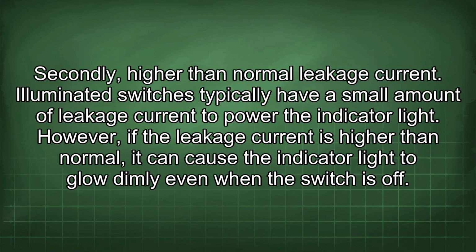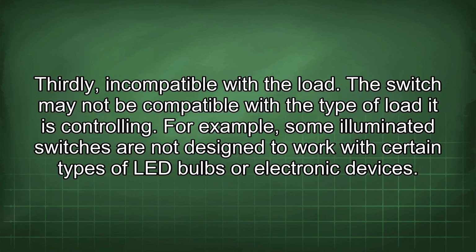Secondly, higher than normal leakage current. Illuminated switches typically have a small amount of leakage current to power the indicator light. However, if the leakage current is higher than normal, it can cause the indicator light to glow dimly even when the switch is off. Thirdly, incompatibility with the load.